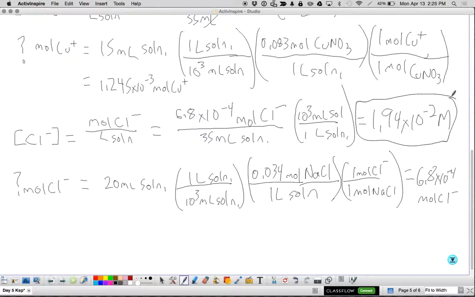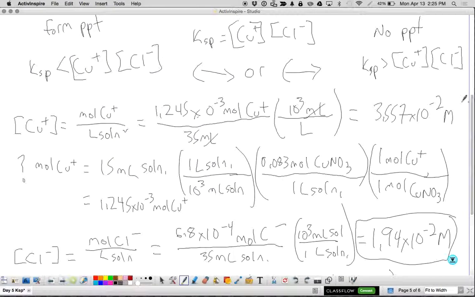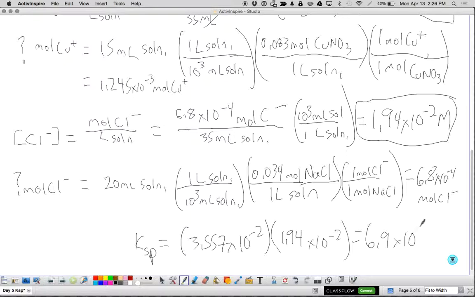Okay, so here's my molarity, my concentration of chloride ion. Here's my other concentration, the concentration of copper ion. So the product, what I would calculate as Ksp, is the product of those: 3.557 times 10 to the minus 2, times 1.94 times 10 to the minus 2, and I get 6.9 times 10 to the minus 4.